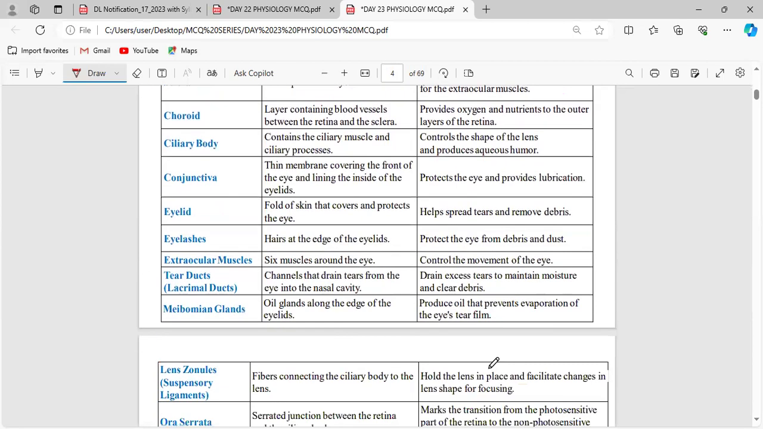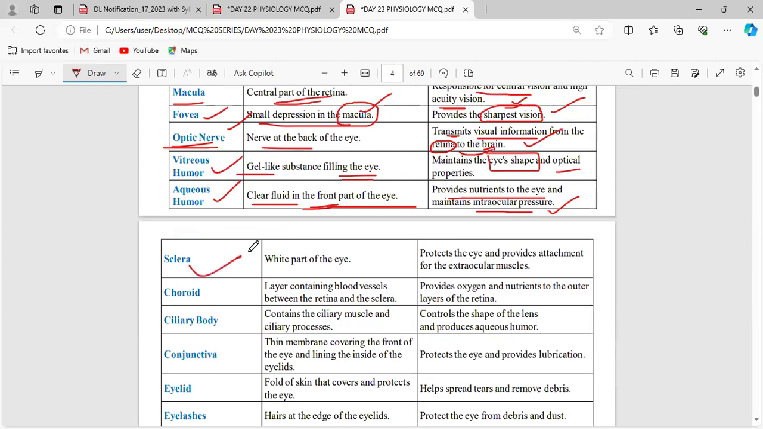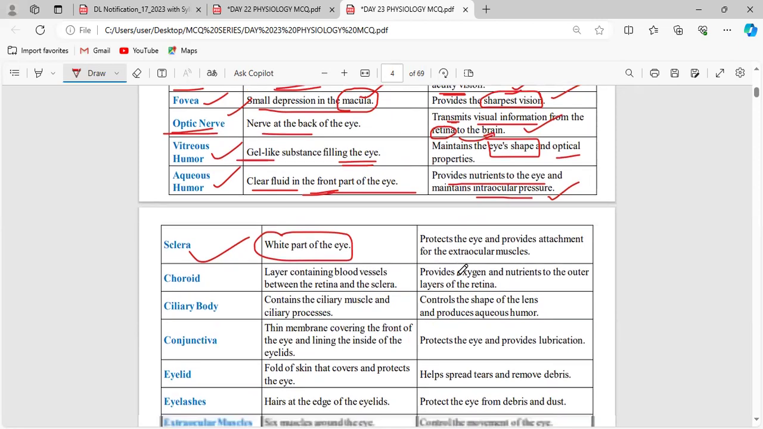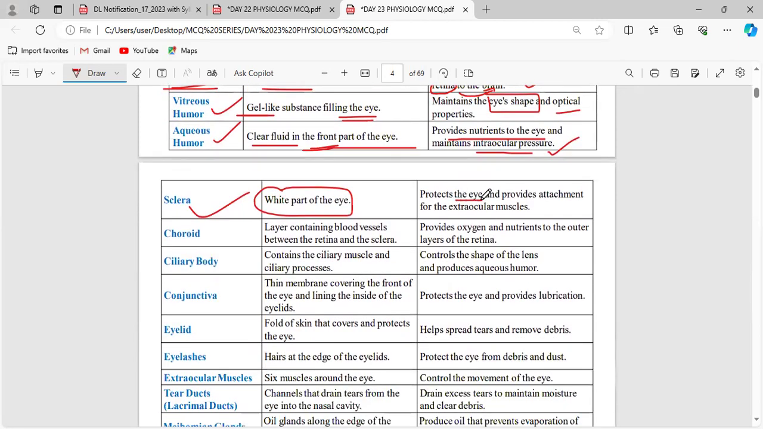So these are all the important structures. Now, what is the sclera? It is the white part of the eye. We have a dark color in our eye, and we have a white color also, and that white part is called the sclera. What is the function of the sclera? It protects the eye and provides attachment to the extraocular muscles. The muscles get attached to the eye with the help of the sclera.